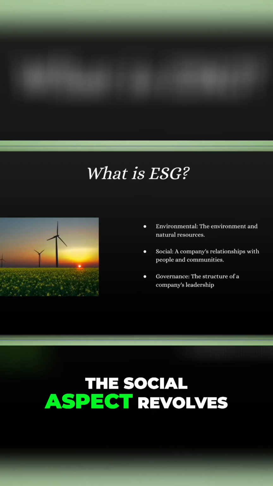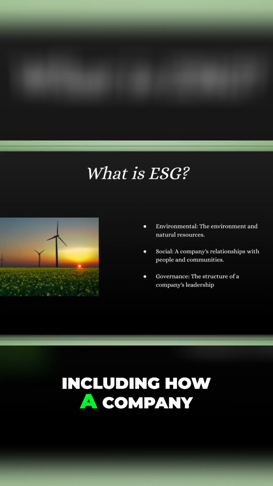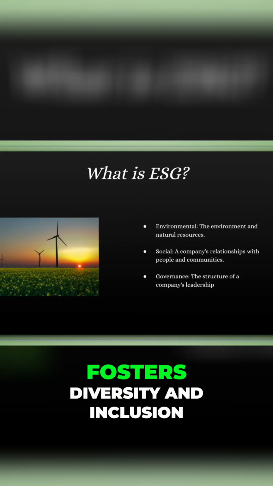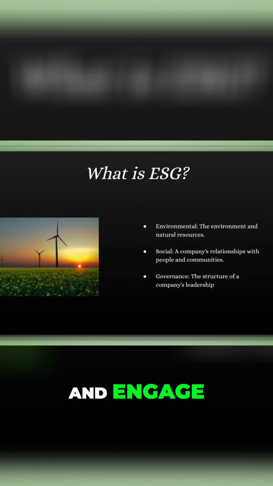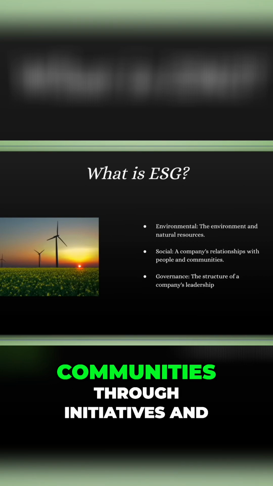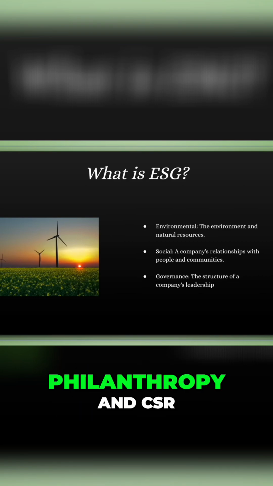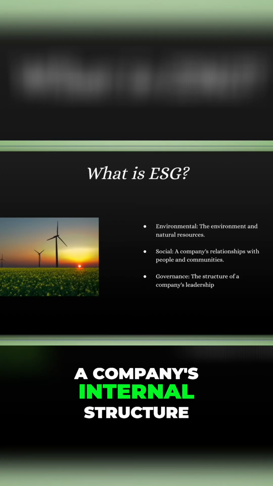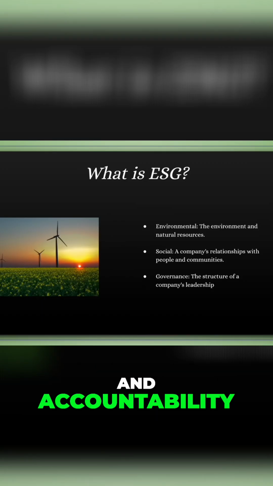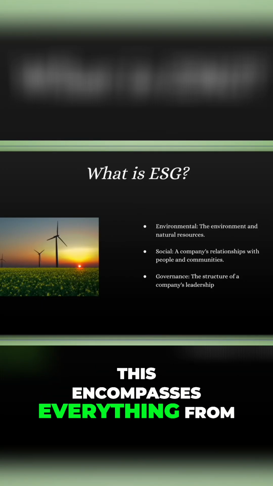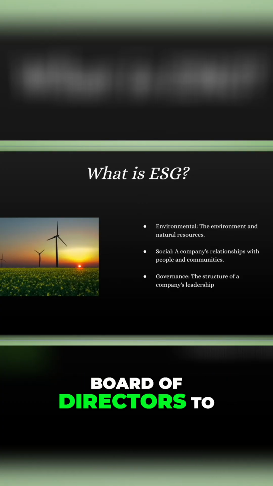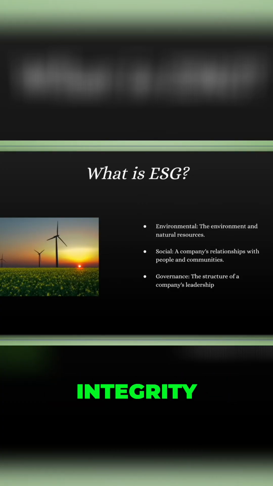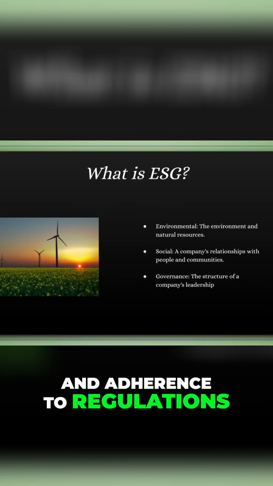The social aspect revolves around relationships, including how a company treats its employees, fosters diversity and inclusion, and engages with local communities through initiatives and philanthropy, and CSR. Finally, the governance aspect examines a company's internal structure, ethics, and accountability. This encompasses everything from the composition of the board of directors to ensuring transparency, integrity, and adherence to regulations.